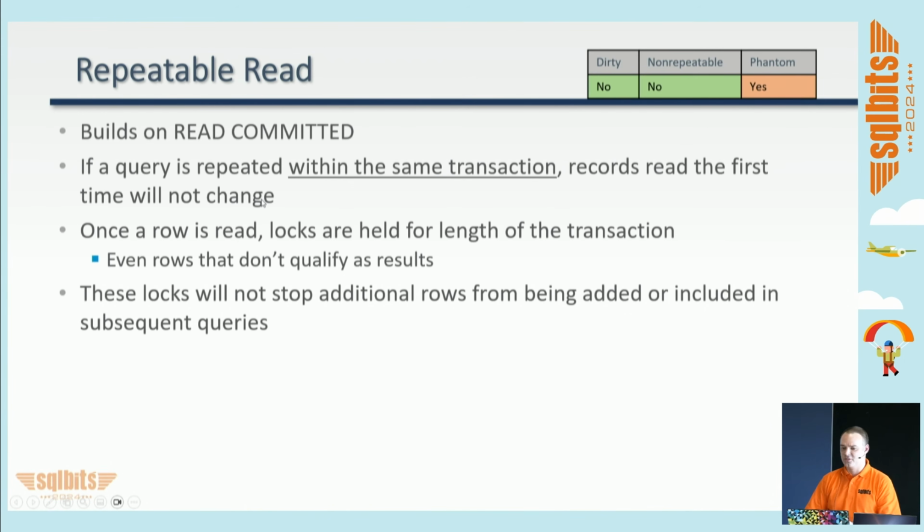All right, so after read committed, the next level is called repeatable read. Okay, and you'll notice here now non-repeatable reads are not allowed, so that's why they called it repeatable read. This is the idea of if a query is repeated within the same transaction, records read the first time will not change. So once a row is locked to be read, that lock will be held for the length of the transaction, and it's any row that's read, even if it's a row that's not qualified as the results.